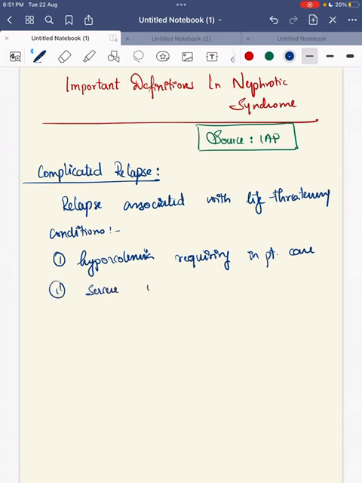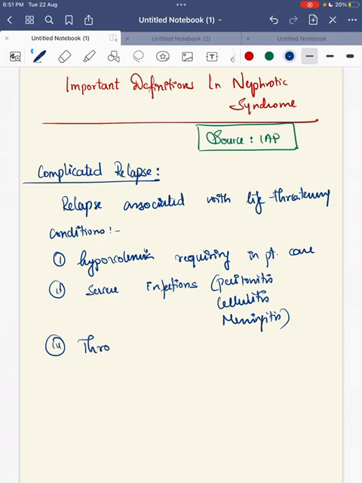Hypovolemia requiring inpatient care. Second, severe infections: the patient has a relapse along with severe infections such as peritonitis, cellulitis and meningitis. Third, relapse associated with thrombosis. Okay, so a relapse associated with any one of these life-threatening conditions is termed as complicated relapse. This is your first definition.